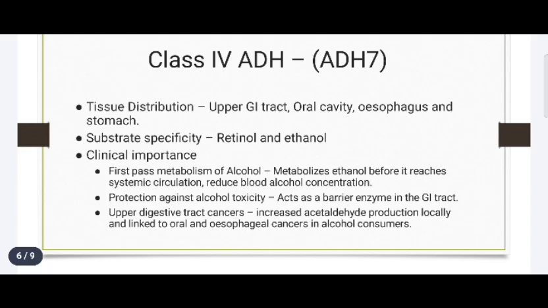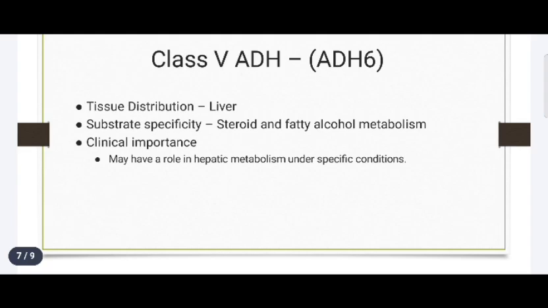Coming to the last class of alcohol dehydrogenase, it is distributed in liver. It is very specific for steroid and fatty alcohol metabolism. The actual role and the specificity is not well characterized in detail. It is clinically important, and it has a major role in hepatic metabolism under specific conditions.